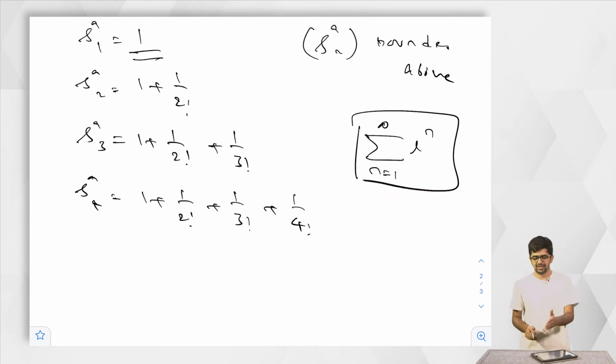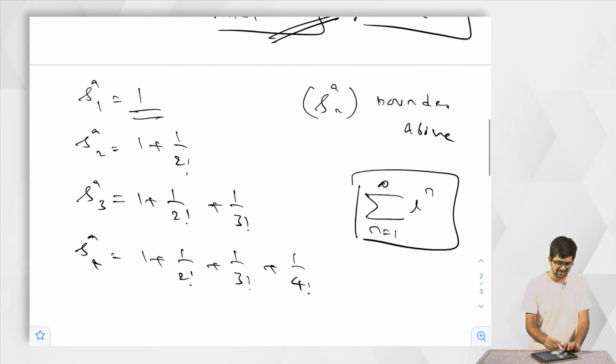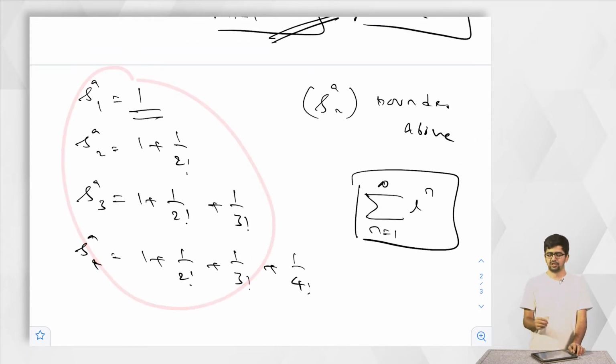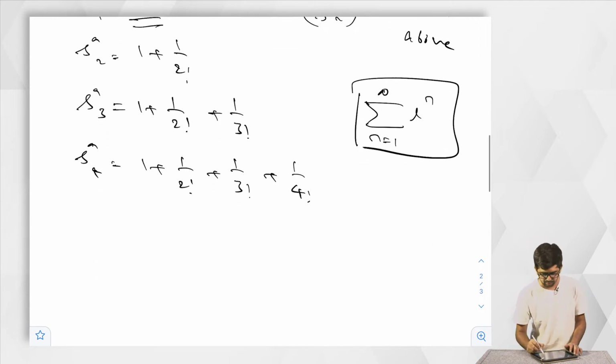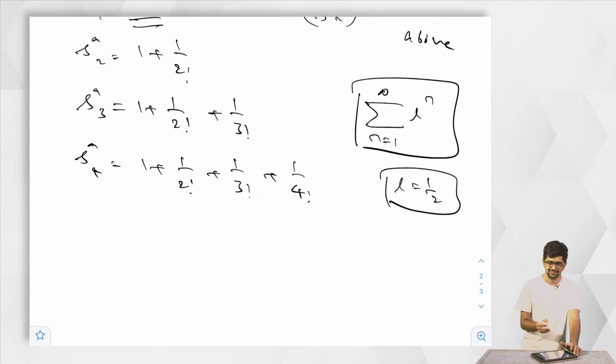So let us try to compare this series of partial sums with the partial sums associated to this series when L is equal to 1 by 2. I mean, how can anybody make such a guess? That you will see soon.